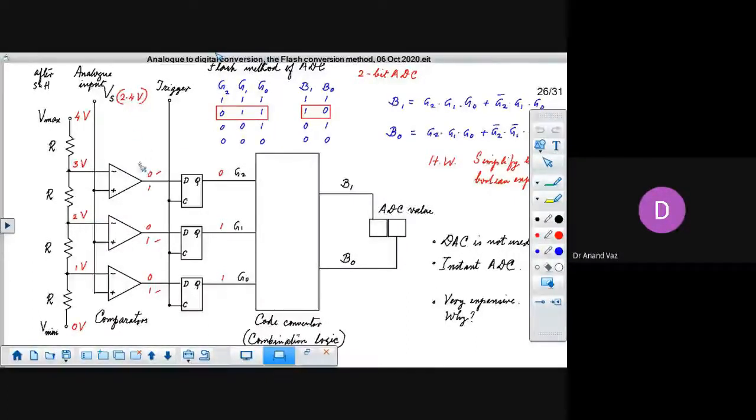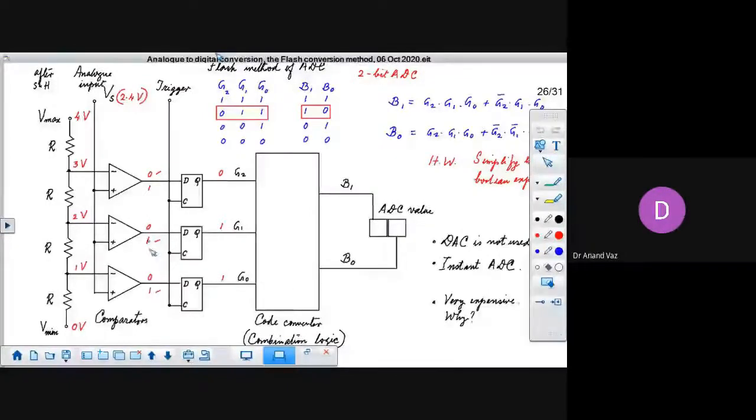comparators. If you want more bits, then after obtaining this bit pattern, we need to convert it to a binary representation, because this is not a bit representation, it's just a gray code pattern. So this pattern has to be converted to a binary representation. That is what is done using this code converter.